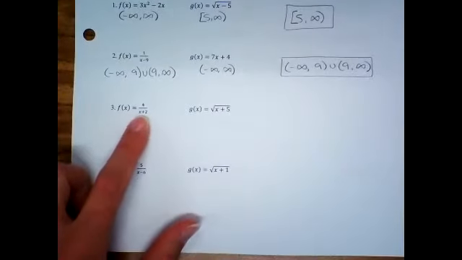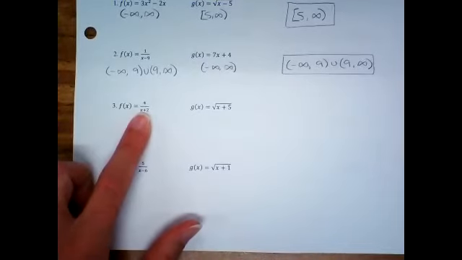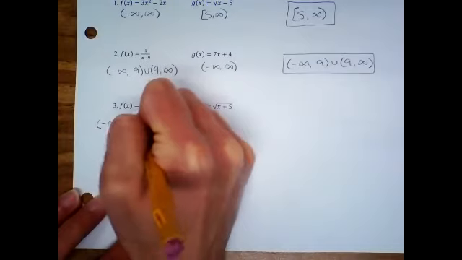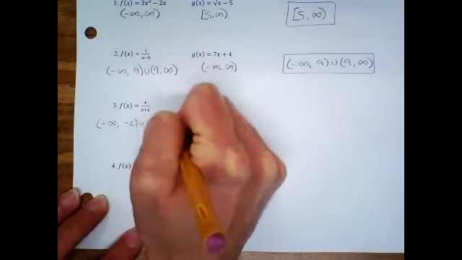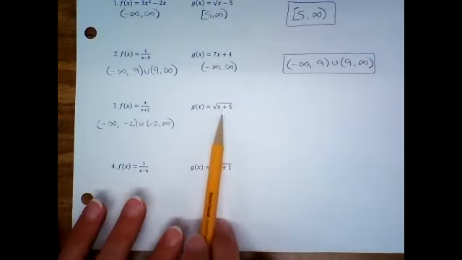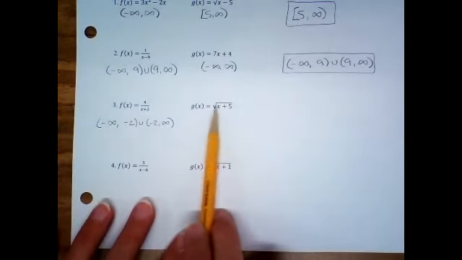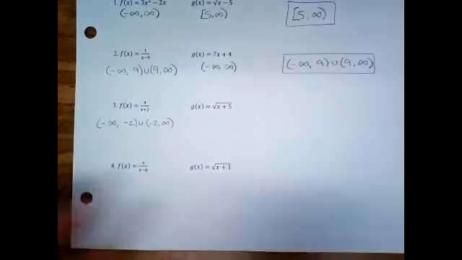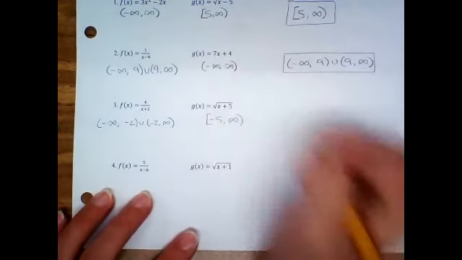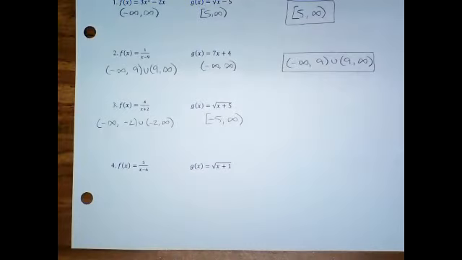Who's your troublemaker for this one? Like who's getting kicked out? -2. Get rid of -2. And then this one, what direction did it move? It went left 5. So it is going to be bracket -5 to infinity. It went to the left 5.